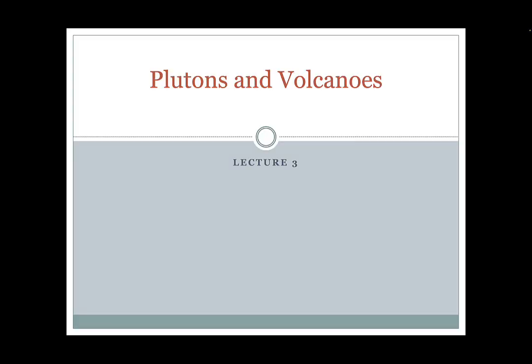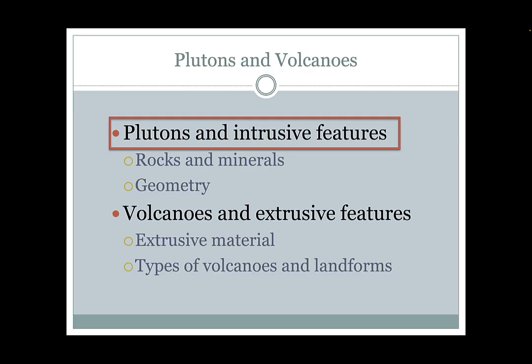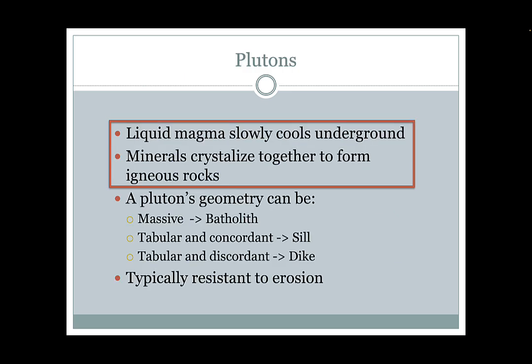In this lecture, we're going to talk about plutons and volcanoes. Plutons are named after Pluto, who is the Roman god of the underworld, and volcanoes are named after Vulcan, who is the Roman god of fire. So as the name implies, plutons are features that occur underneath the ground. We call these sorts of features intrusive features because they're sort of intruding on the rocks that are already there.